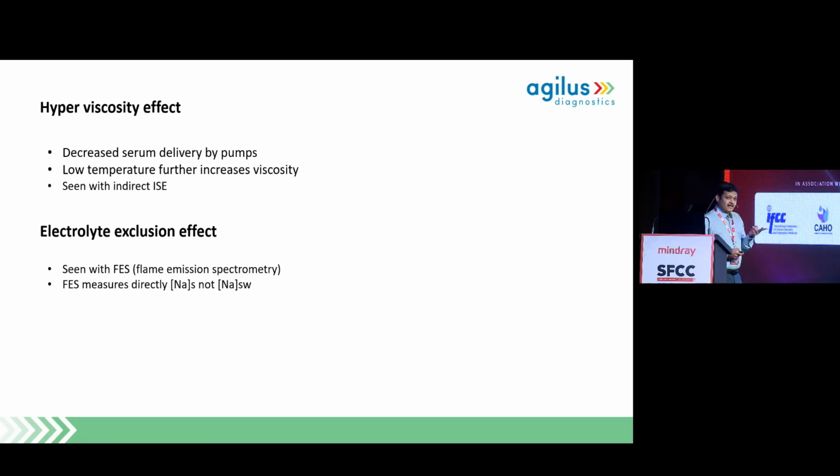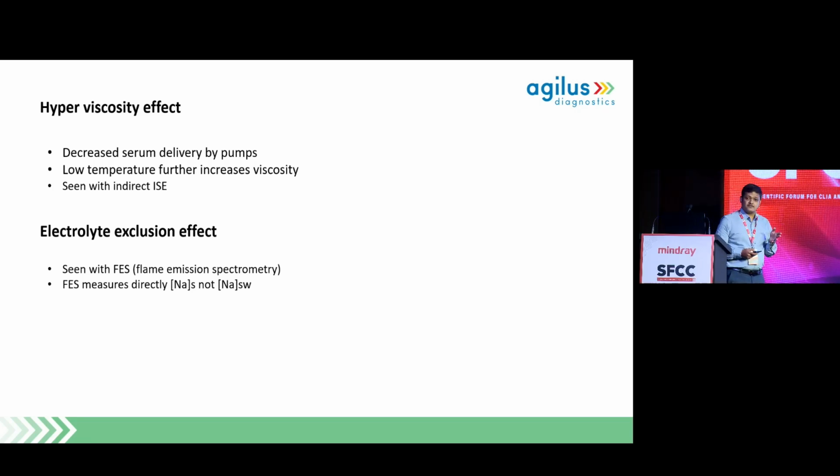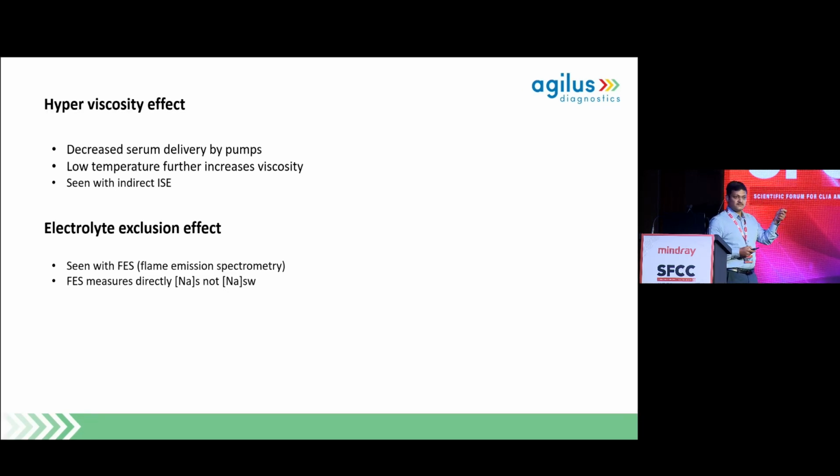There are 2 other factors. Hyperviscosity effect, majorly seen in multiple myeloma patients, where aspiration itself is affected, so there will be low aspiration of serum and the dilution will be more, but you are using a constant dilution factor, so again the calculation will go wrong. So you will have an abnormal value again. And the electrolyte exclusion effect, which you don't see nowadays because it is only seen in flame emission spectrometry.